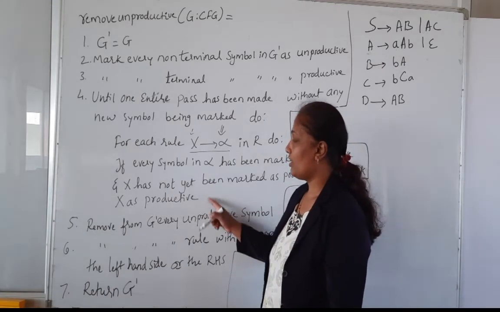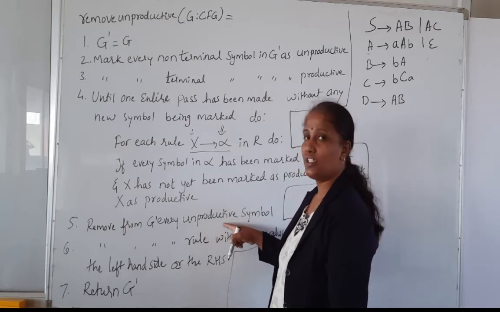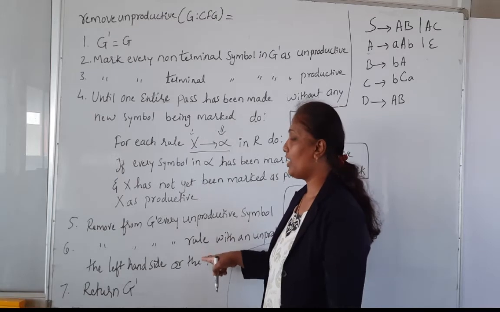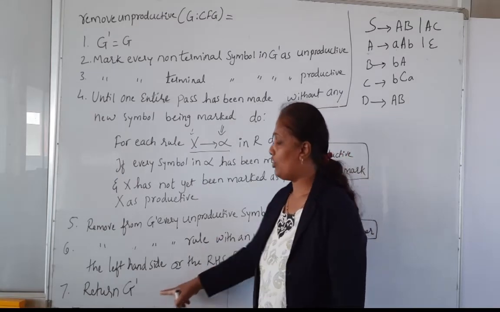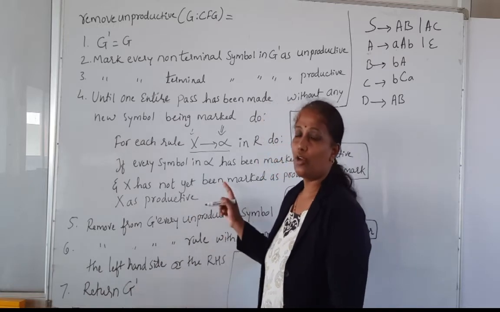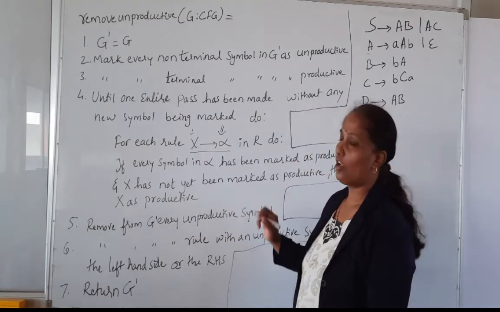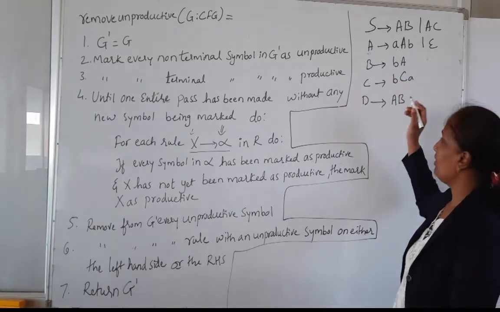So once you do this, then you are going to remove all the symbols from the G dash which are marked as unproductive, and its related rules also you are going to remove from the G dash. At the end you are going to return what? The G dash which is free from what? The unproductive symbols. So we will take one example and we will apply the algorithm.